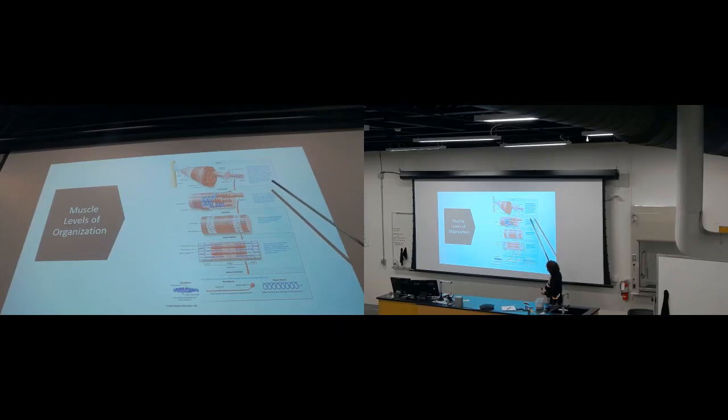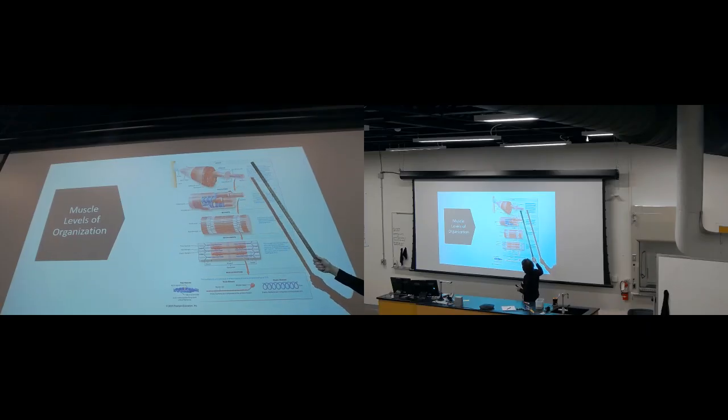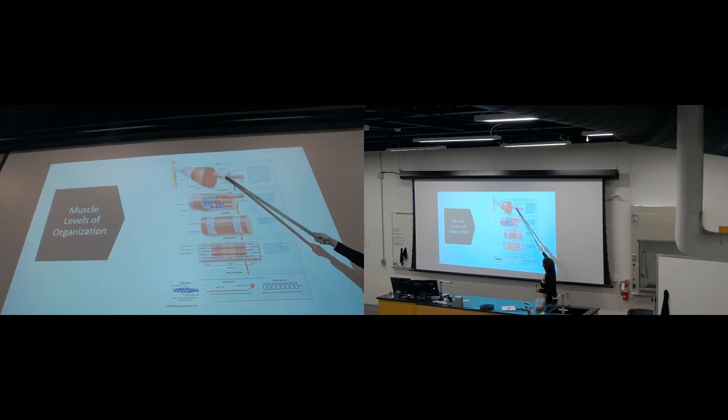So this is the muscle levels of organization. You have a fascia that covers the epimysium in this muscle, and then the epimysium covers the entire muscle that is formed by several fascicles. How many fascicles do you see there? This is one fascicle, an example of one fascicle. Count them and tell me how many you see.